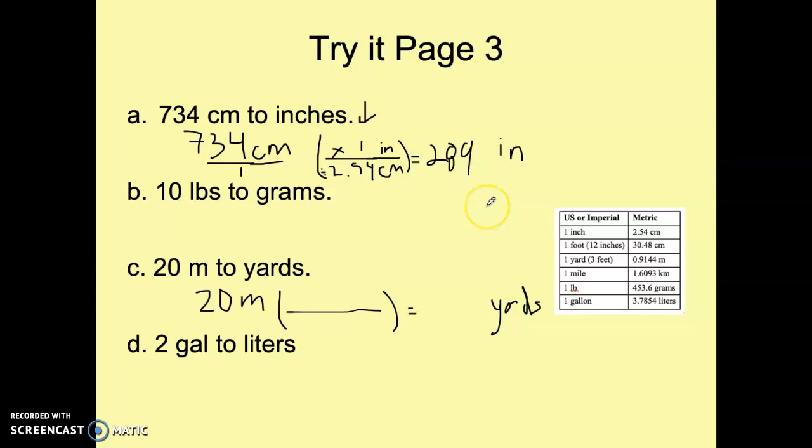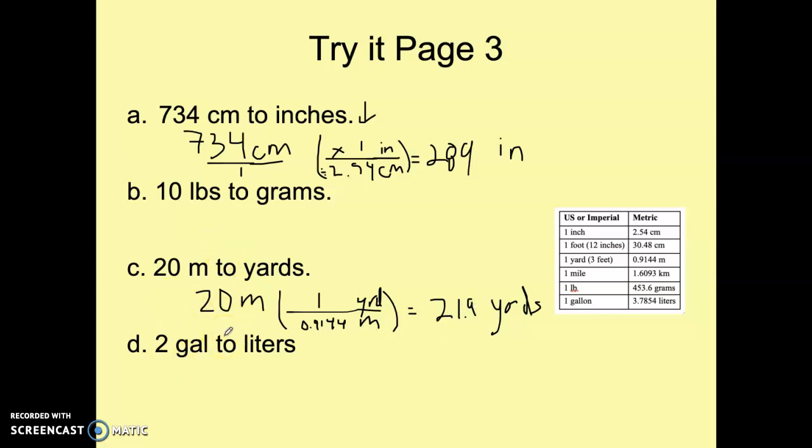289 inches. Okay. Here I got meters to yards. Meters is going on the bottom to cancel. Yards is going on top. And I come over here, I have to find meters to yards. So it's 0.9144 meters, that's a 9, and 1 yard. Okay. So a yardstick is not the same as a meter stick. They're close in length. So it's 20 times 1 divided by 0.9144, which is going to give me 21.9 yards. Okay, so try these other two.